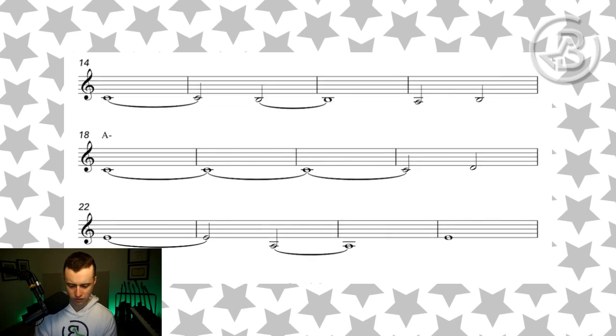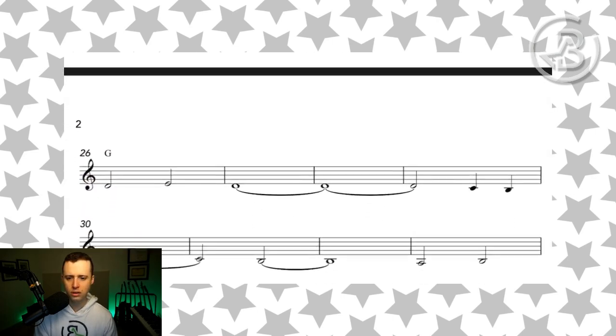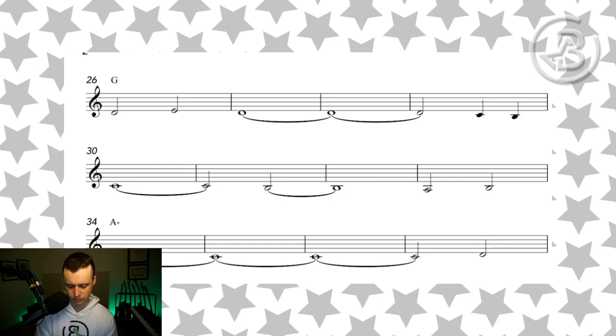Now we are in measure 14. 3, 2, 1, 2. 3, 4, 5, 1, 5. Page 2, measure 26.